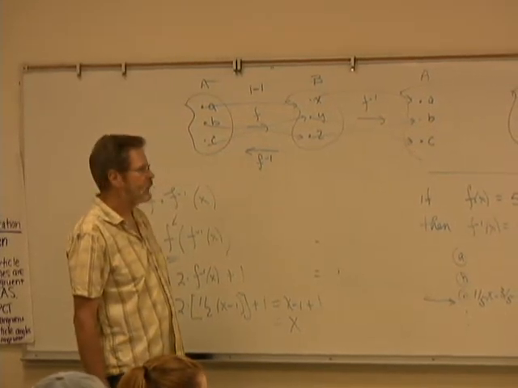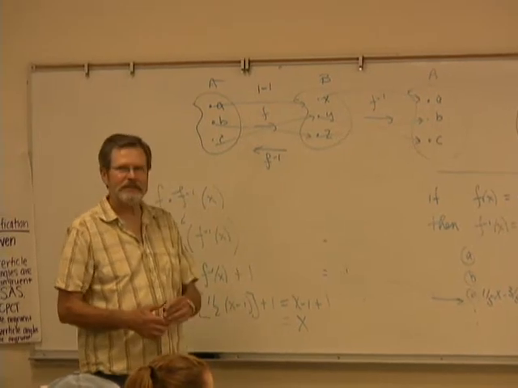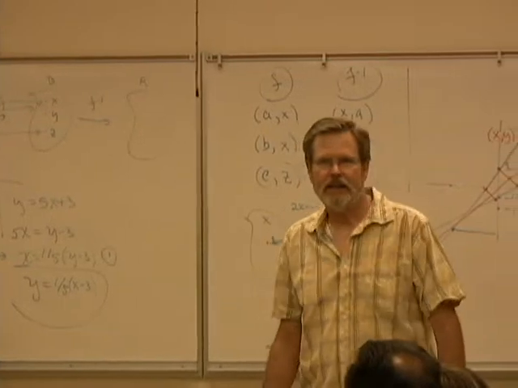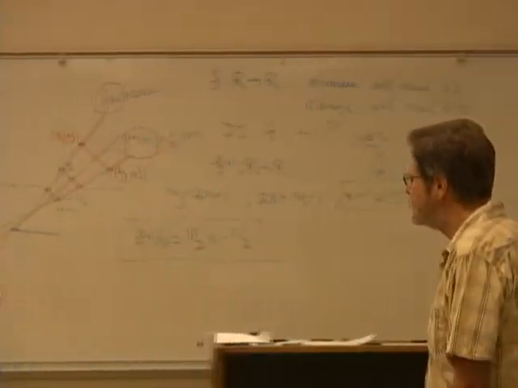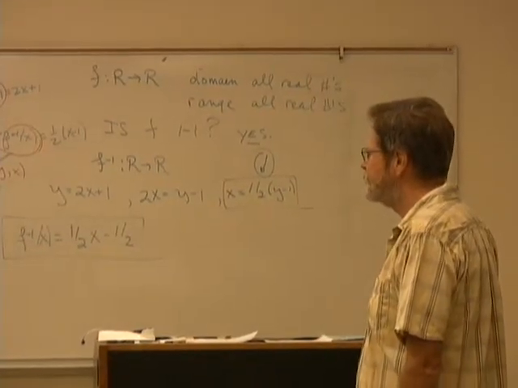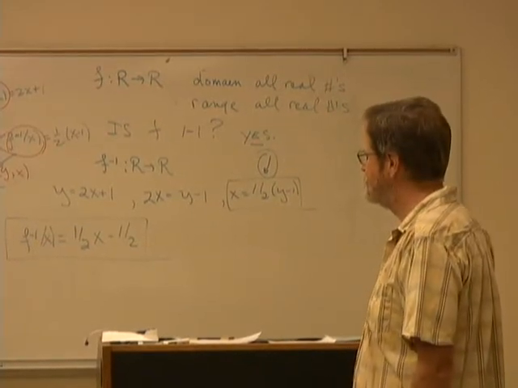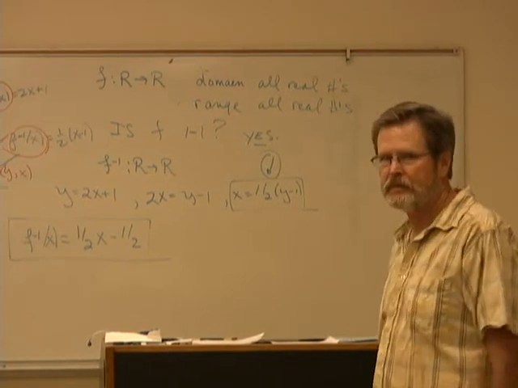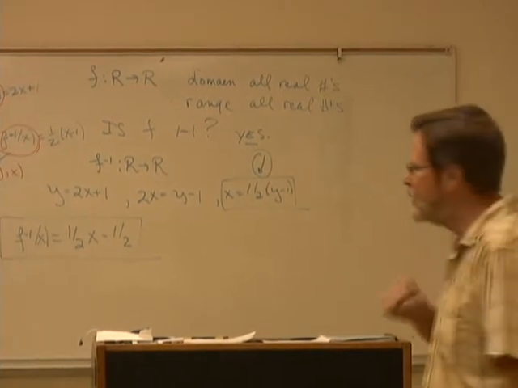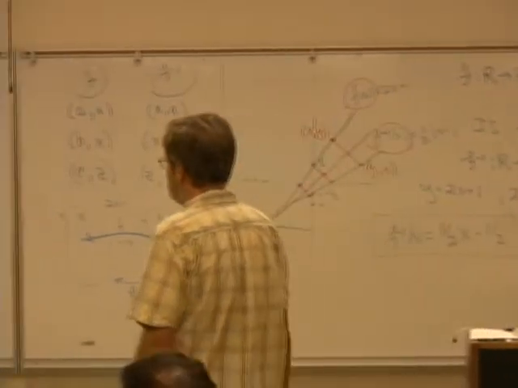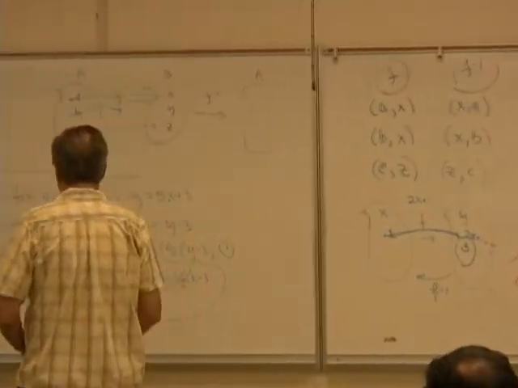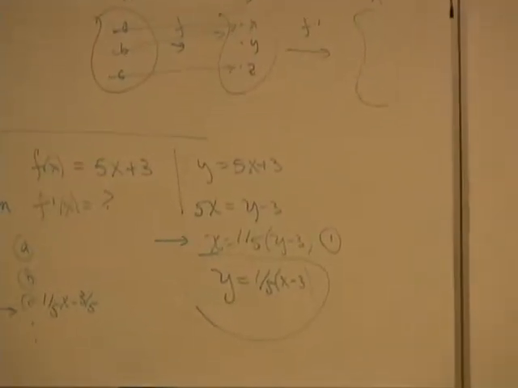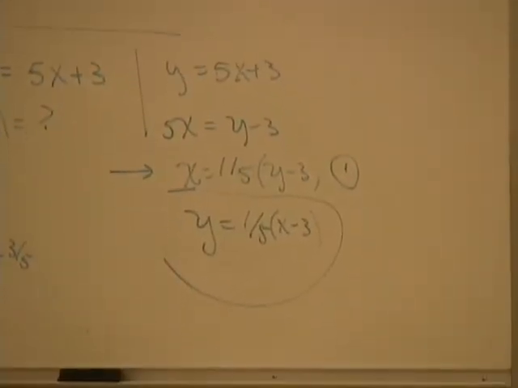Okay? So you don't take your x equals 1/5 times y minus 3 and replace the x in 5x plus 3 with that. You have now created a value for x, which is 1/5 times y minus 3. You don't take that and put it back into f of x equals 5x plus 3.